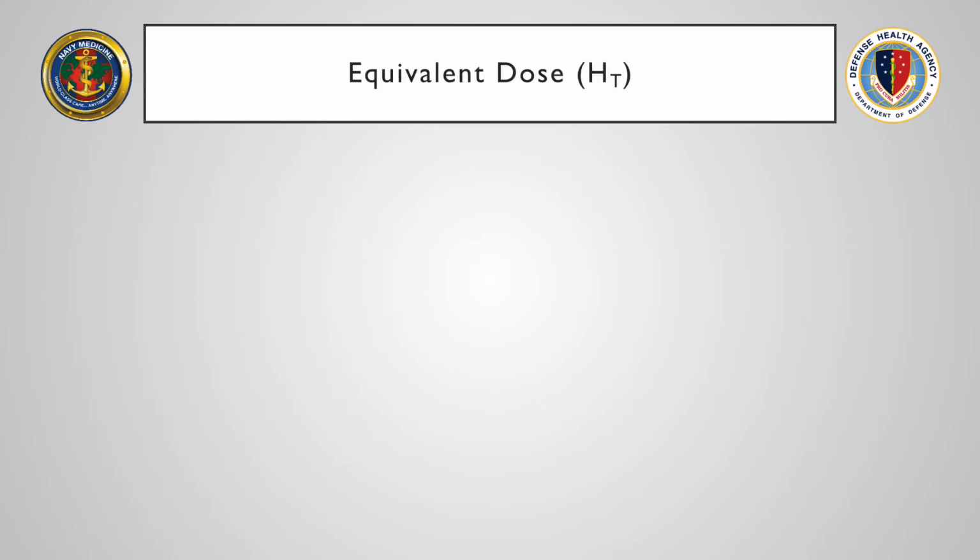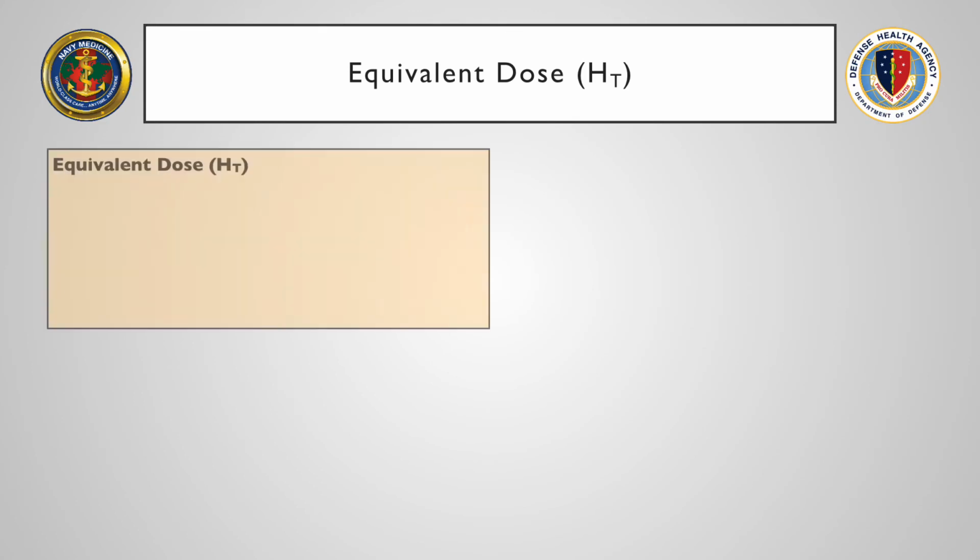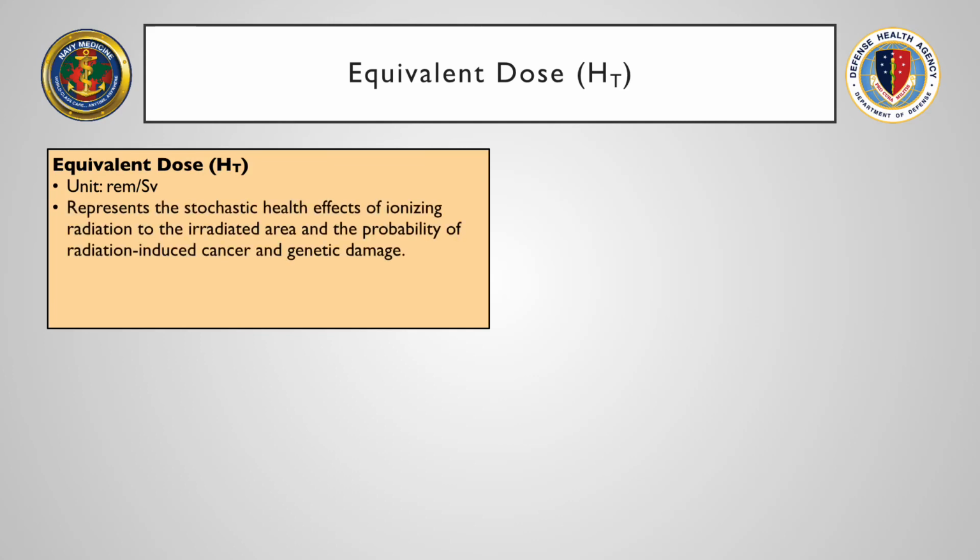The absorbed dose we just calculated is used in calculating the equivalent dose. It has the units of rem or sievert, and it's used to represent the stochastic health effects of ionizing radiation to an area and the probability of any radiation-induced cancer or genetic effects. What it does is it takes into account the different strengths of the various forms of ionizing radiation, like photons, protons, or alpha particles. And we then use it to calculate an effective dose.